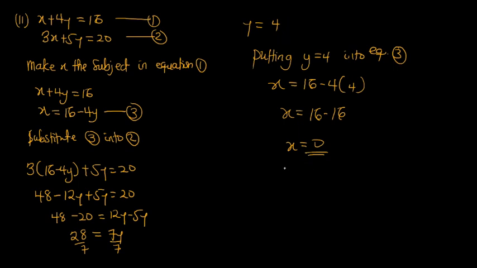And you can see that if we substitute this guy back, x, which is 0, plus 4 multiplied by 4 will give me 16, and then 3 multiplied by 0 is 0, plus 5 multiplied by 4 is 20. So that is the 20 we have over here.